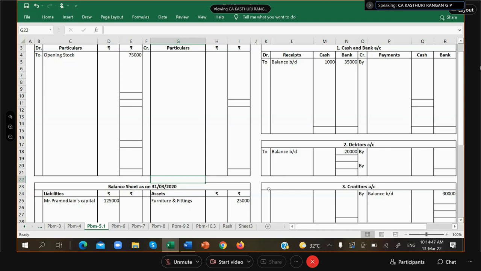Okay. So what I have done, I have just recorded all the balances in the appropriate places. Opening stock in the trading account, cash and bank in the cash and bank account, debtors balance in the debtors account, creditors balance in the creditors account, furniture fittings, and of course capital. So we should record all the balances as given in the question. That means in this problem, the closing balances are not given. We will have to find that out. Whatever is given, you record it.